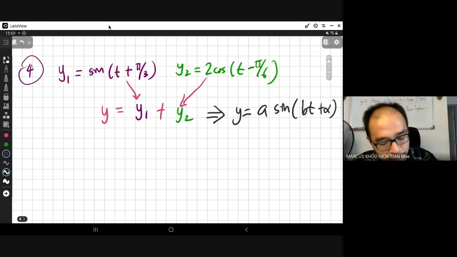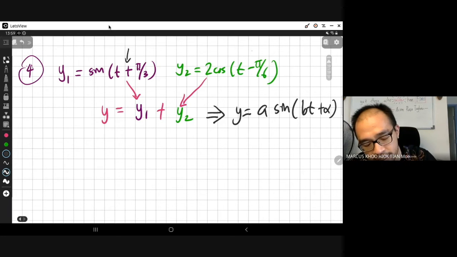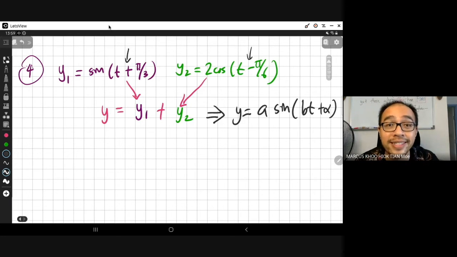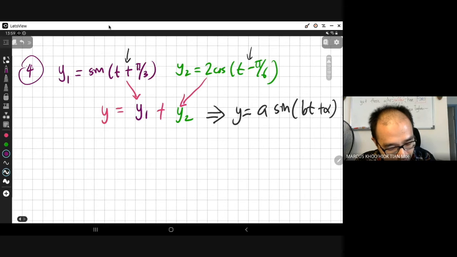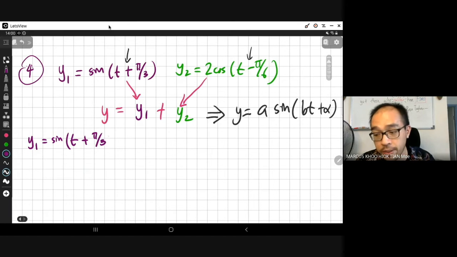Anyway, this is the addition formula. This is for sine and cos. So it will be a good idea for you to turn back, and let's take a look. All right, let's do the purple one first. Let me bring this out here. Y1 equals to sine t plus pi over 3.